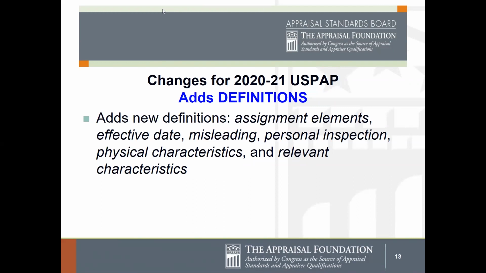But as you know, we get questions about all aspects of USPAP year-round. And so these kinds of questions about these sorts of terms do come up. What does this mean? What is the effective date? And we do have some FAQs about the topic, but it wasn't defined. There are a lot of questions about the topic of personal inspection, relevant characteristics, etc. So we thought it best to define the terms.